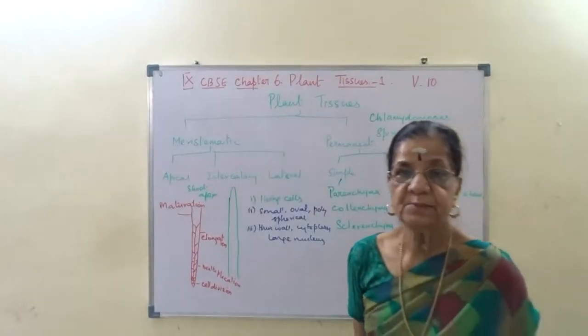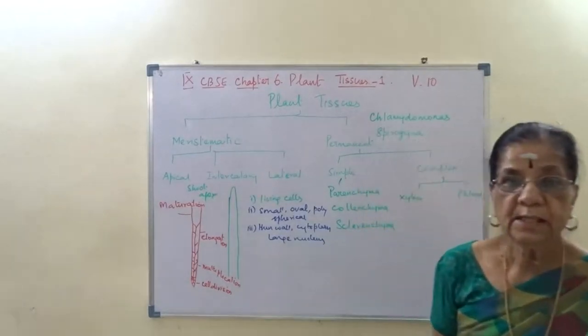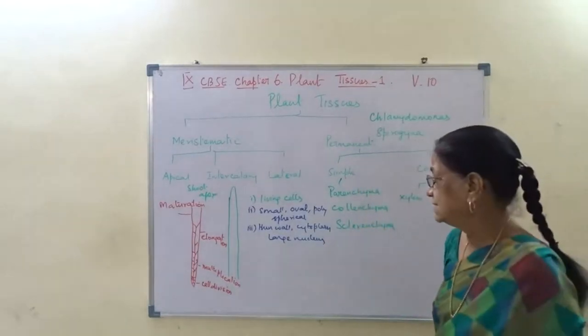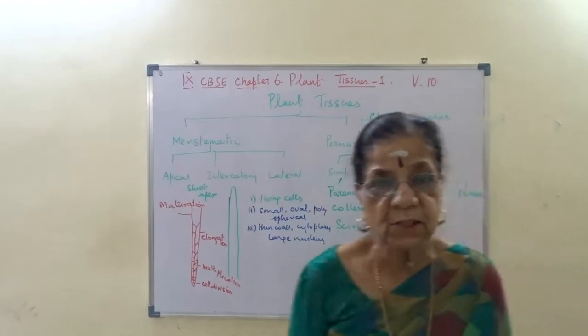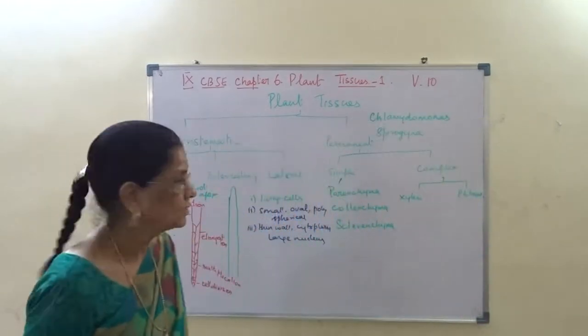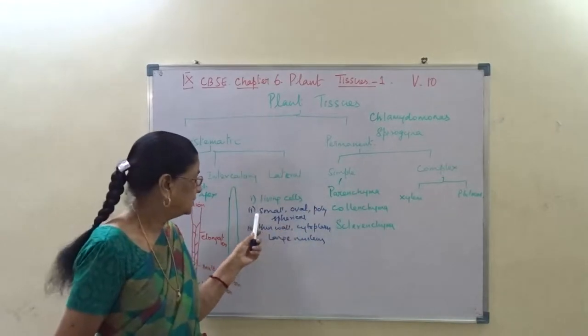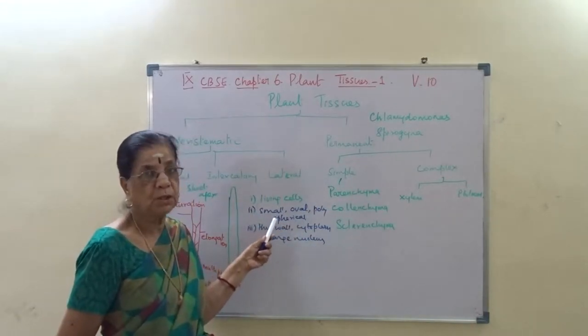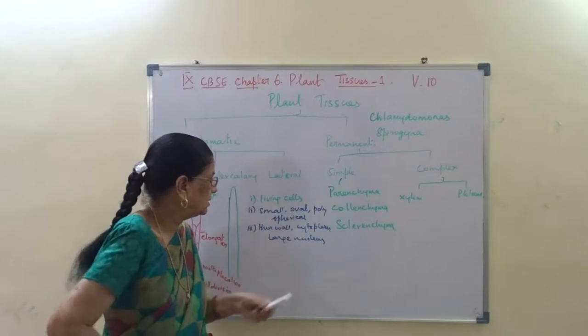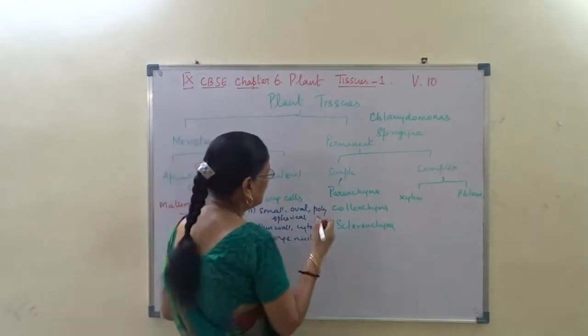So this meristematic tissue has characteristic features: cells are living in nature, and the size is small. It may be oval, spherical or polygonal.